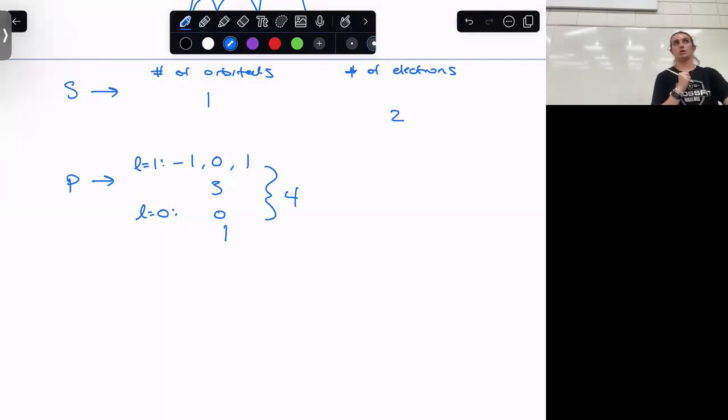So how many total electrons can we have in the p subshell? We can have 8, right? Because we have 4 orbitals, they each get 2 electrons. So that's going to be 8 total electrons. Do we see where the 4 came from?